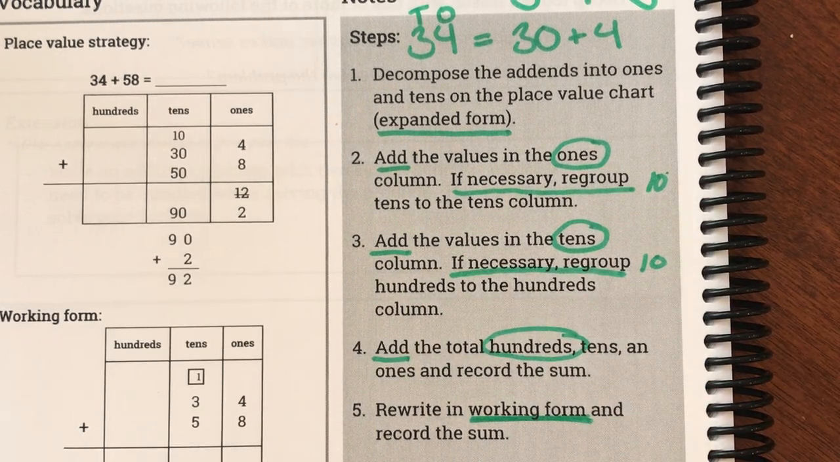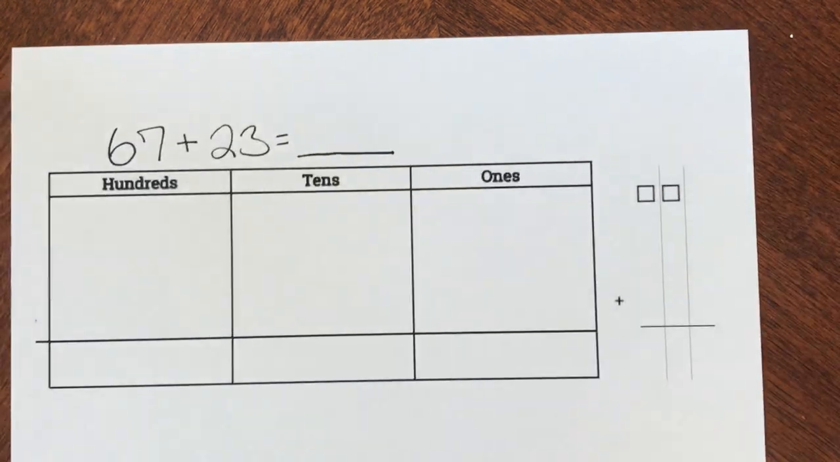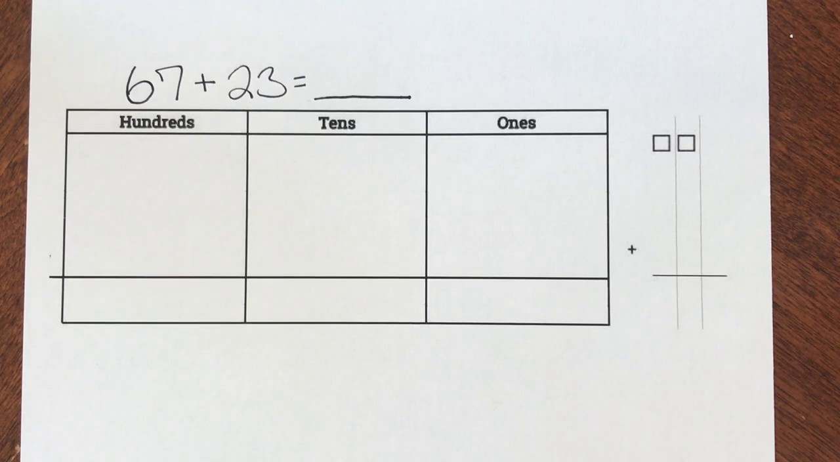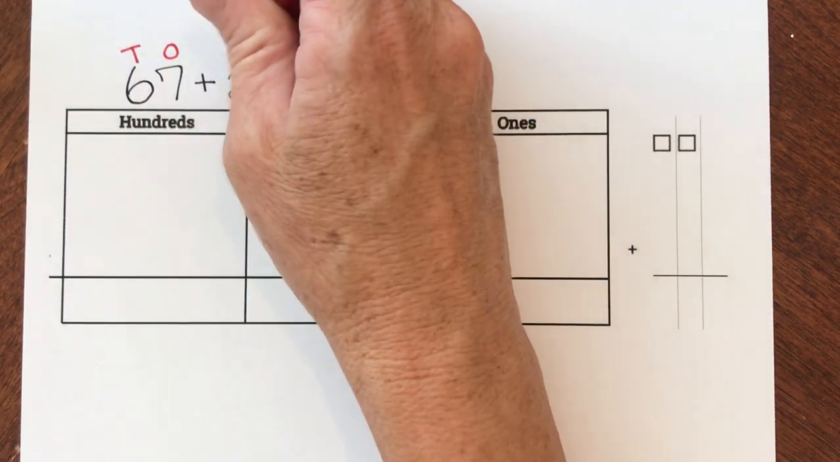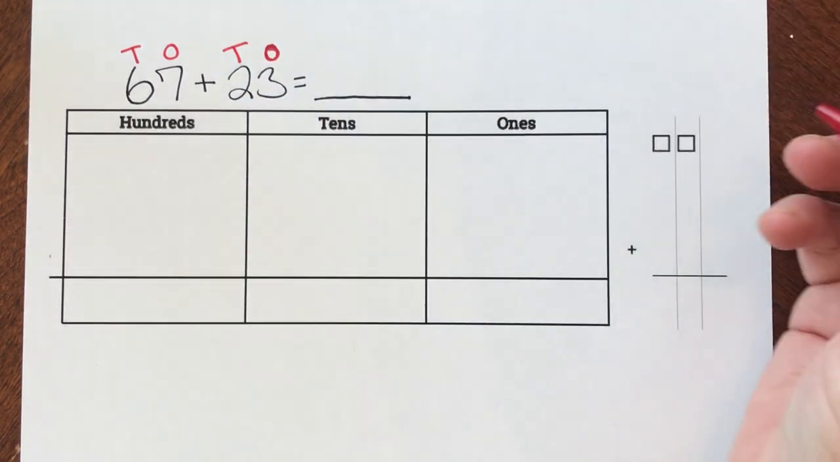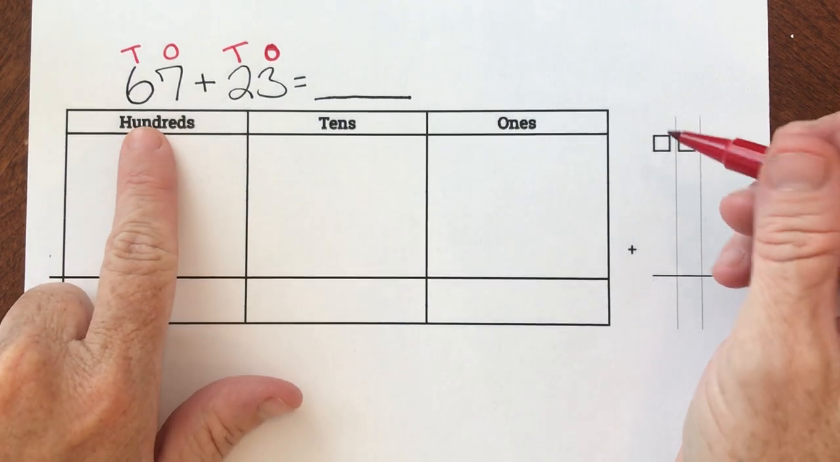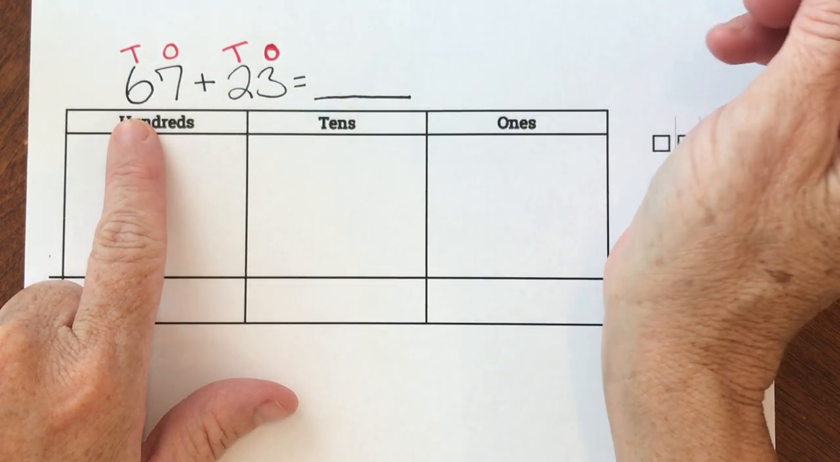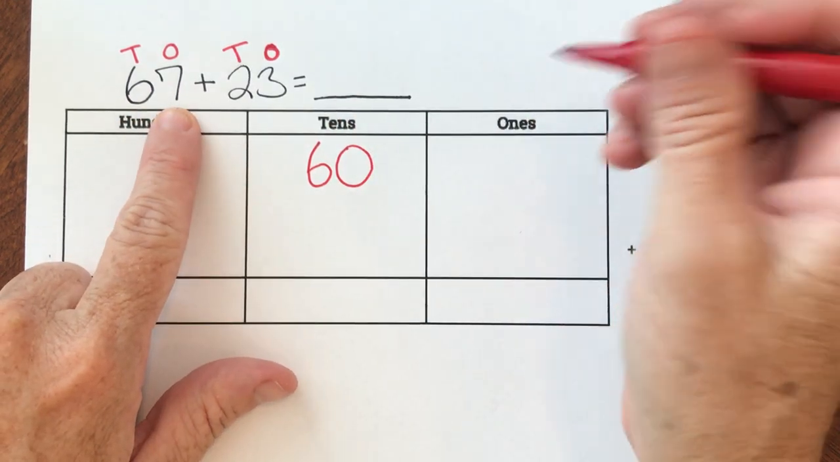Okay, so what does this look like, boys and girls? I'm going to show you my first problem. It says 67 plus 23 equals. Just like last time, I always like to put my place values on top of my add-ins. It just helps me remember. Instead of building like we did in the draw a picture, I'm going to put this in expanded form. So this means I have 6 tens. What is 6 tens worth? 6 tens is worth 60. And 7 ones is worth 7.